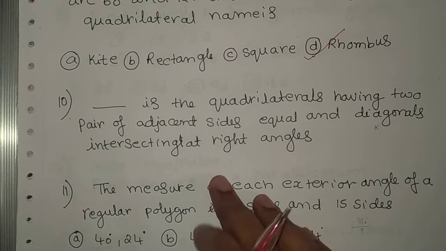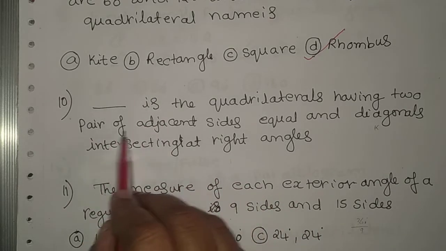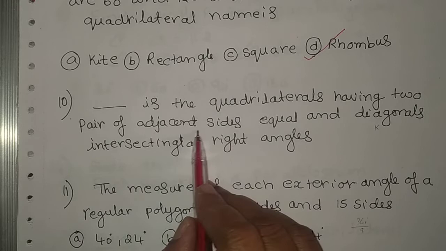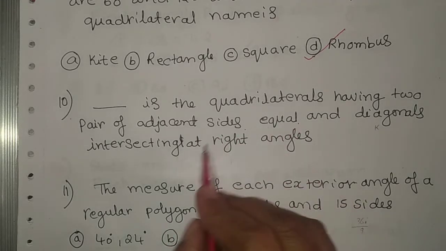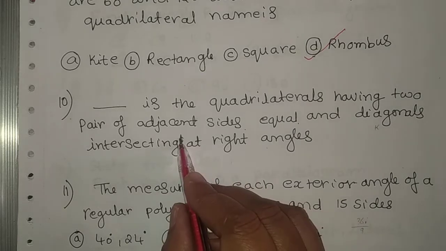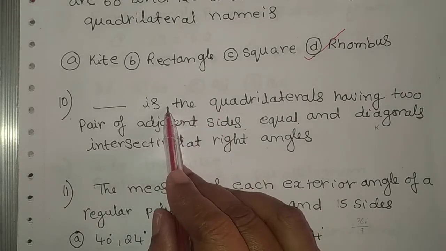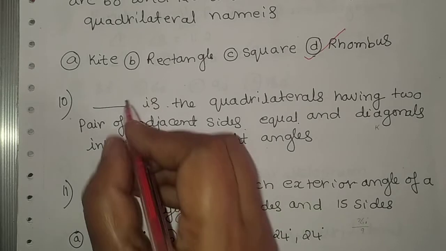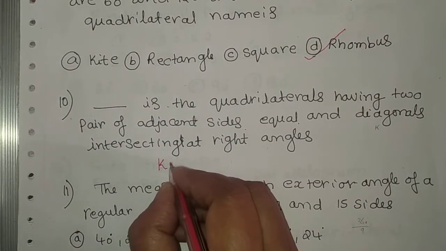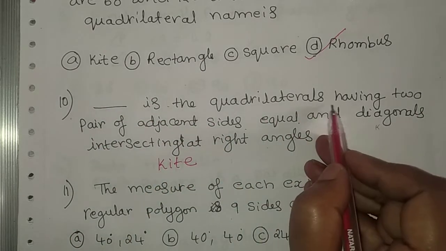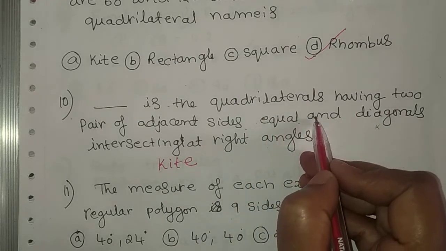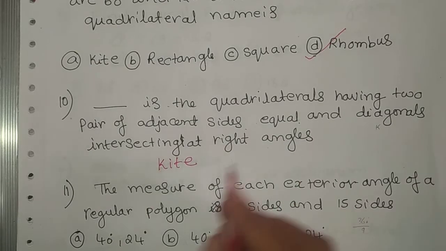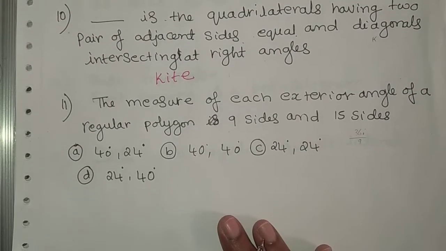So next is, dash is a quadrilateral having two pairs of adjacent sides equal and diagonals intersect at right angles. This condition holds good in case of kite. So the answer is kite.